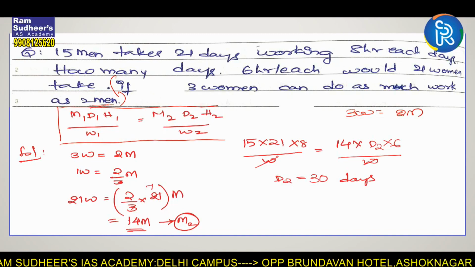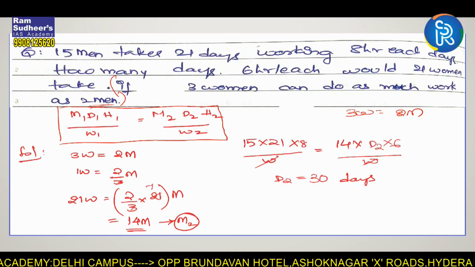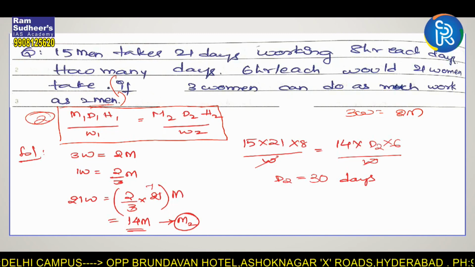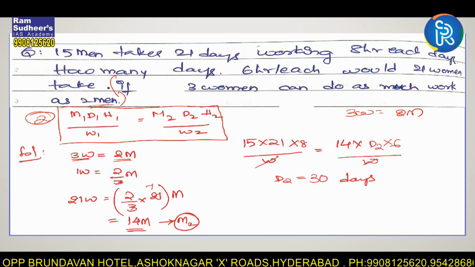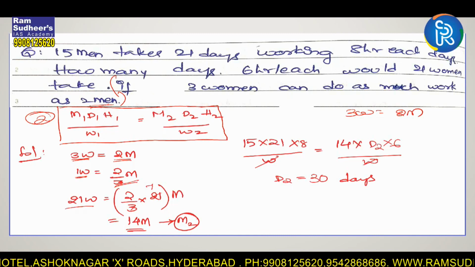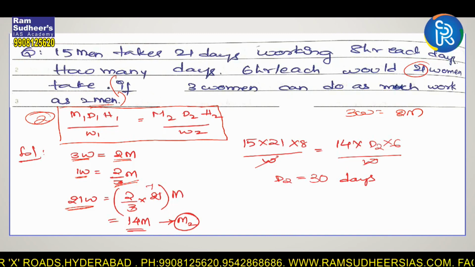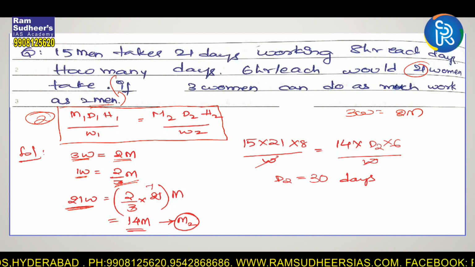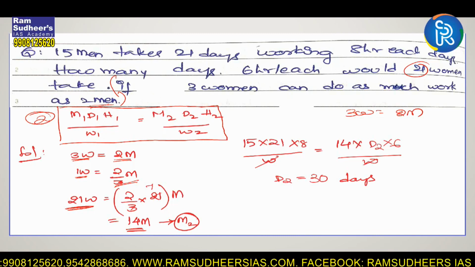There are only 2 formulae, my friends, from this chapter, which is efficiency of work by time, and the second formula would be this one. Now, in the question it is given that efficiency of 3 women equals efficiency of 2 men. Therefore, efficiency of 1 woman would be 2 by 3 men, and efficiency of 21 women, because the question asked for 21 women, would be equal to the efficiency of 14 men. Of course, solving 2 by 3 into 21, it would give me 14 men, and this is our M2, my friends.